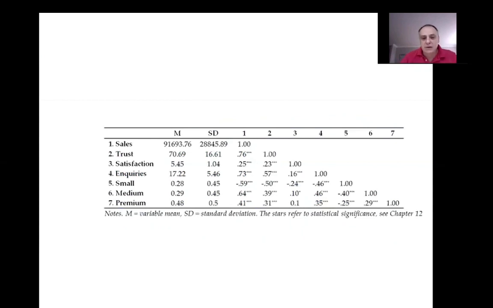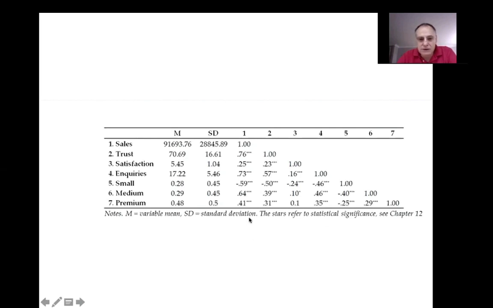When you're using statistical packages, you would get it like this. Again, there you have your ones, which we can ignore because it's just correlating sales with sales, trust with trust, etc. This over here would give you your mean. This over here gives you the standard deviation, just giving you some extra information. So if you use a statistical package, you would get this extra information. And then here are your correlations.